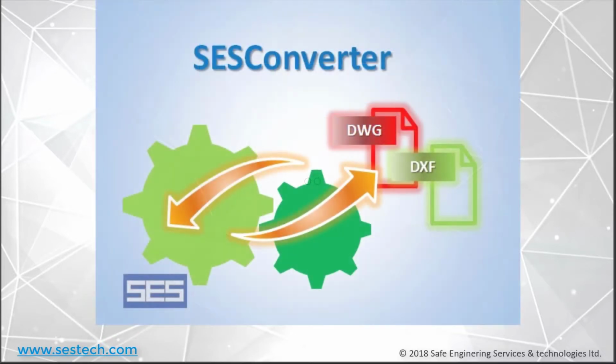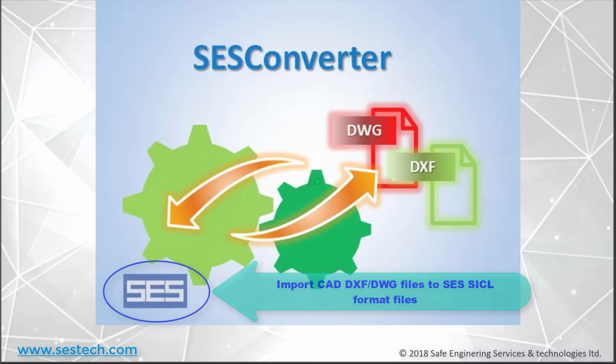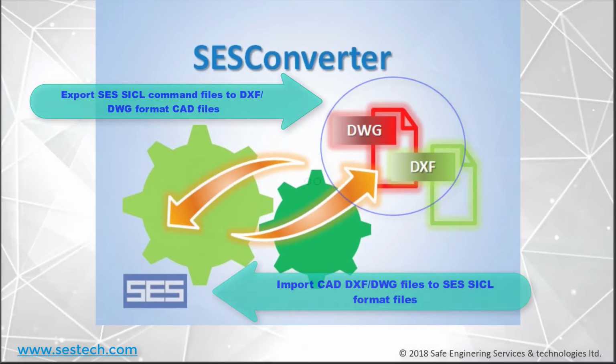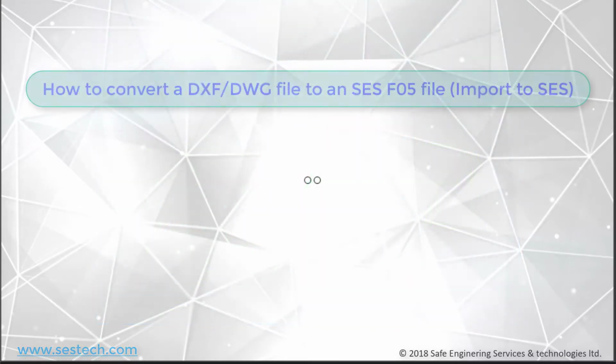SESConverter can be used to convert CAD-based DXF or DWG files to a format that can be read by SES applications. In other words, the SES Input Command Language, or cycle. SESConverter can also export various SES cycle command files to a DXF or DWG format. In this tutorial, we will cover the main features of the application.